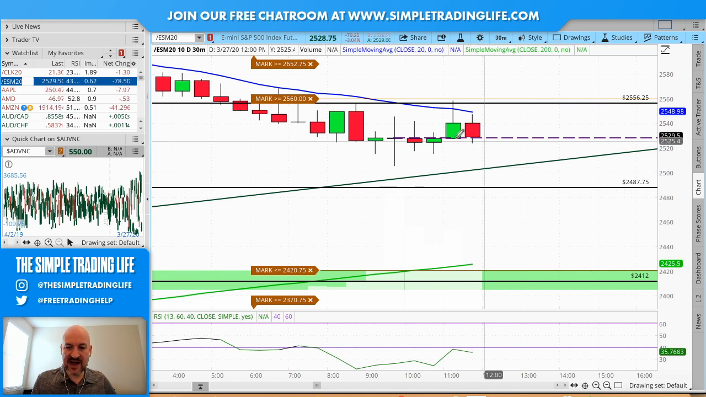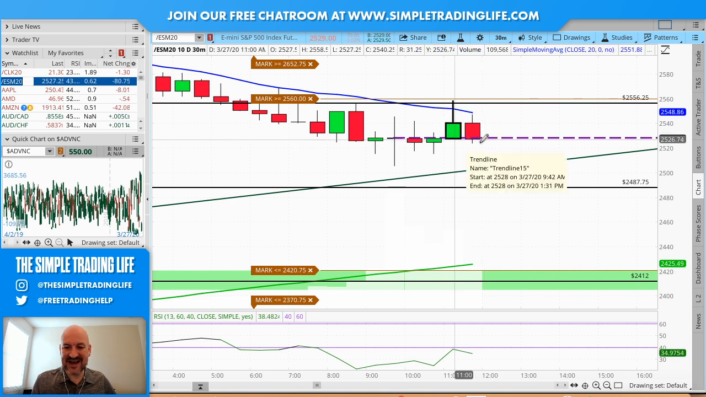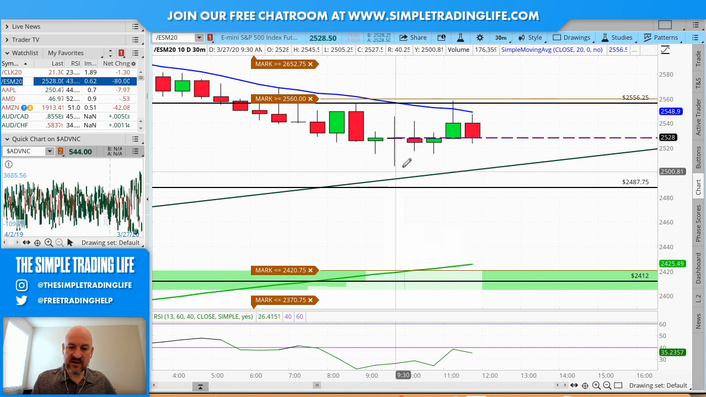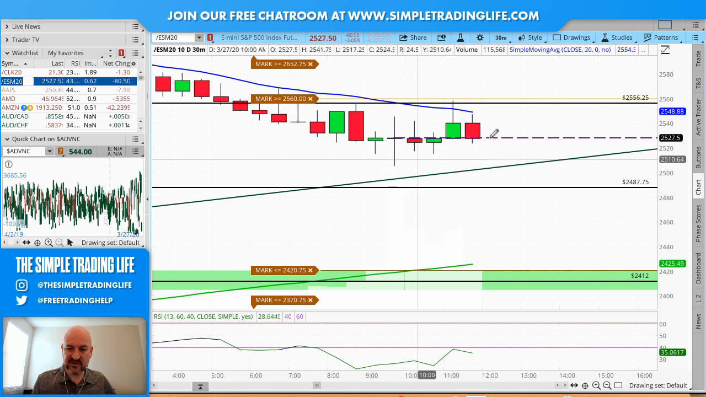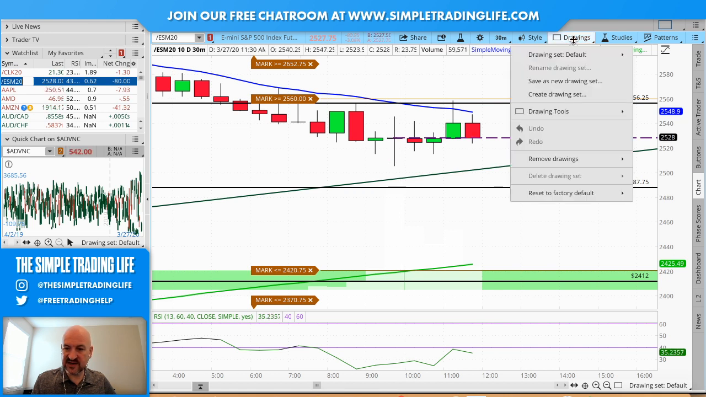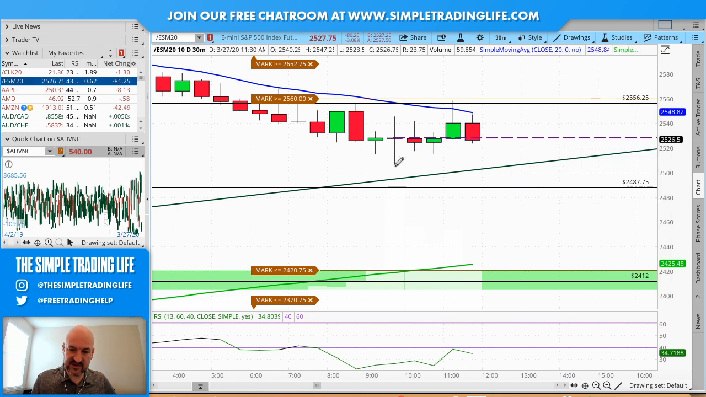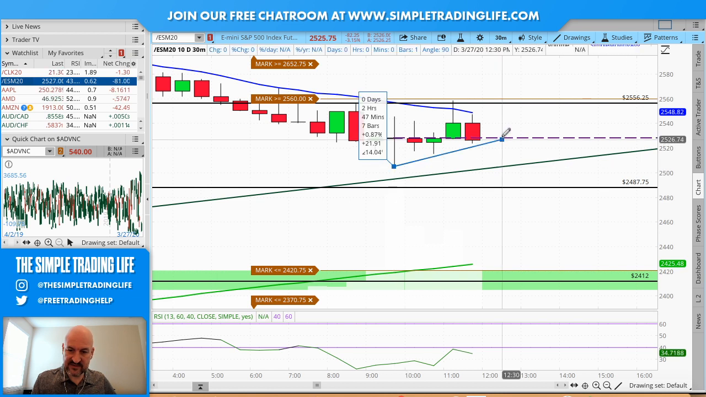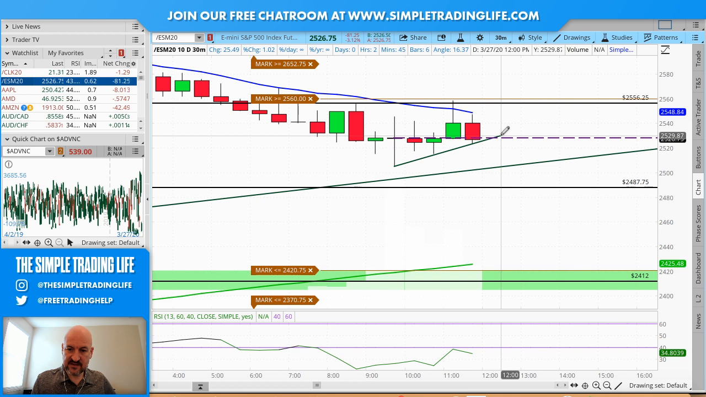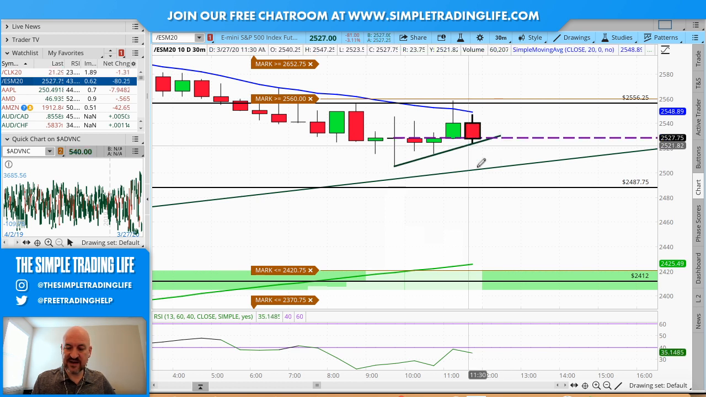Is this something I would have been looking to scalp? Probably not, only because we're still sort of in this range. Look at that. If you drew a line up through here, I'll just do it so you can see it visually. If you just drew a line right up through here, see that? We still really haven't broken below that yet.